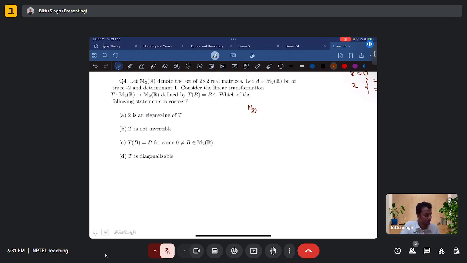What are those elements? E11 denotes one entry is 1 and other entries are 0. Similarly, E12 denotes the 1-2th entry, which is here, it is 1 and other things are 0. E21 is similarly 0, 0, 1, 0. E22 means 0, 0, 0, 1.